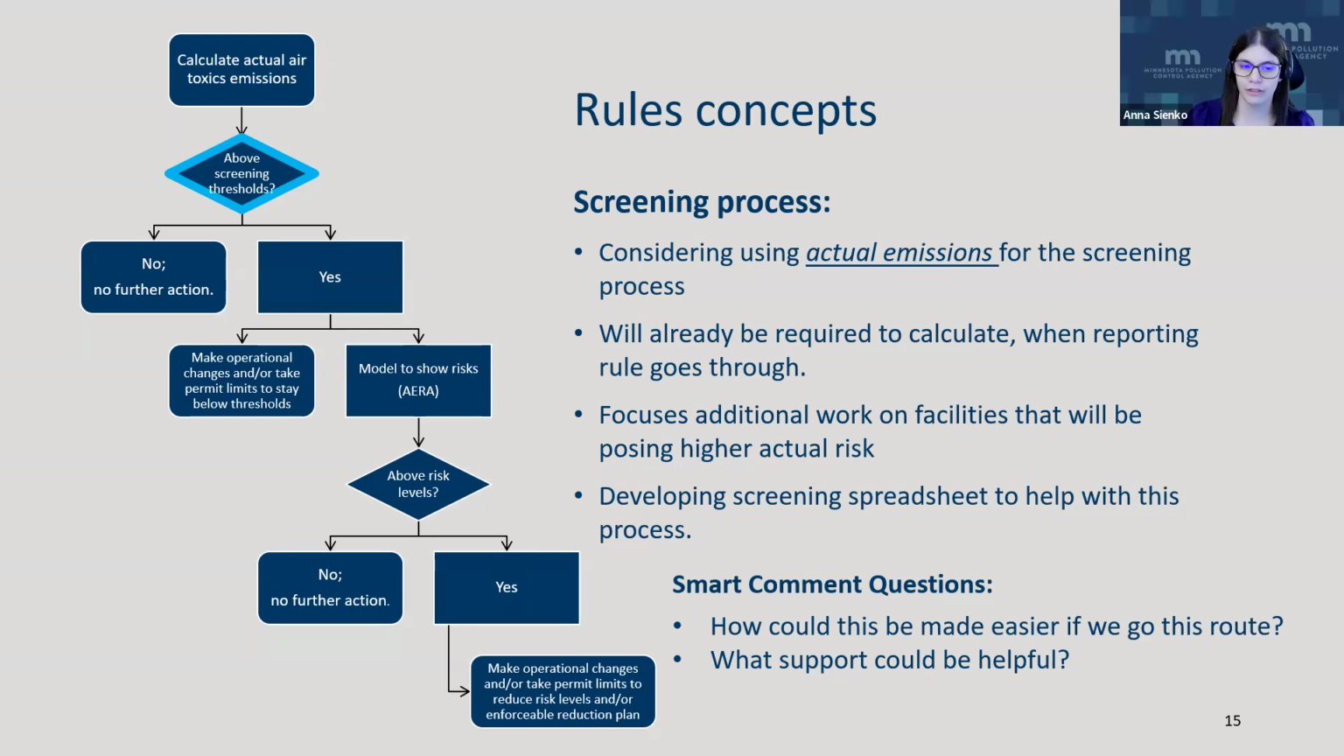We are also developing a screening spreadsheet. Facilities would input their stack height, distance to fence line, and emissions information. And then from the spreadsheet, the facility would easily be able to tell if they're above or below a given threshold for each pollutant. Some questions we have are, how could this be made easier if we go this route, and what support could be helpful? And I will pass it back off to Cassandra.